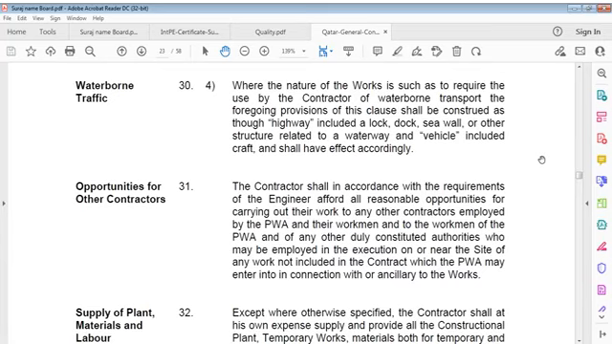Waterborne traffic. Where the nature of the work is such as to require use by the contractor of waterborne transport, the foregoing provisions of this clause shall be construed as though highway included a lock, dock, sea wall, or other structure related to waterway, and vehicle included craft.